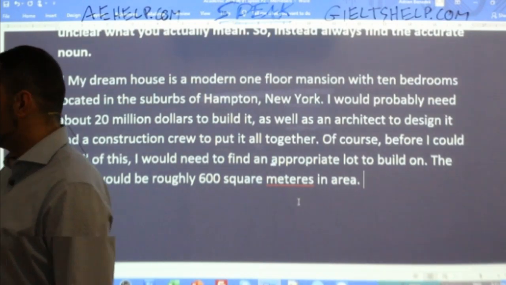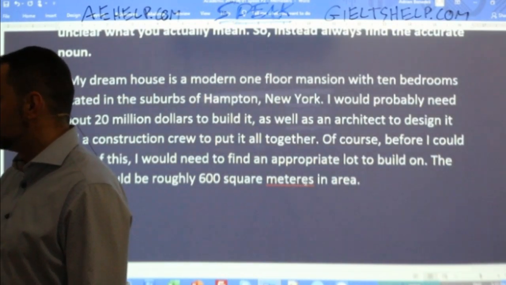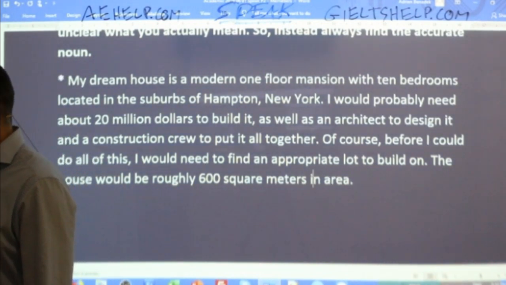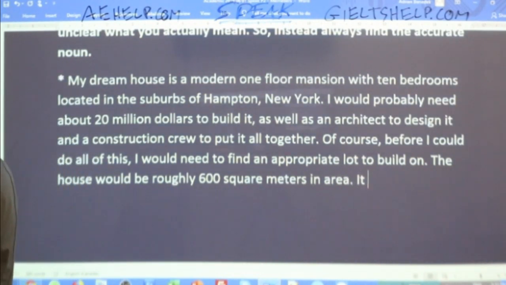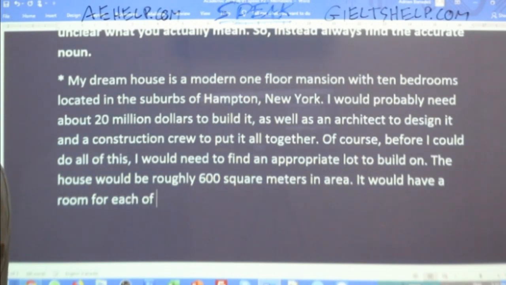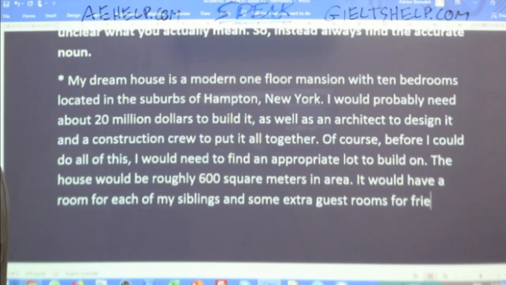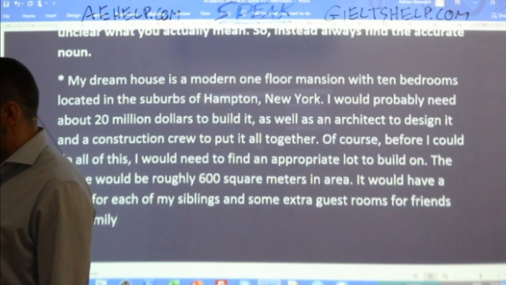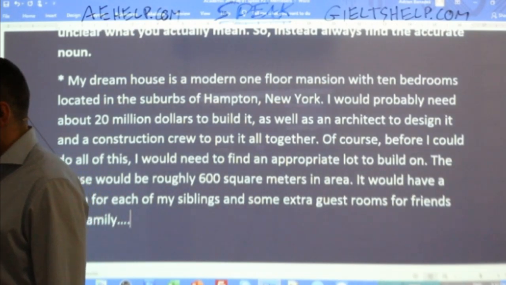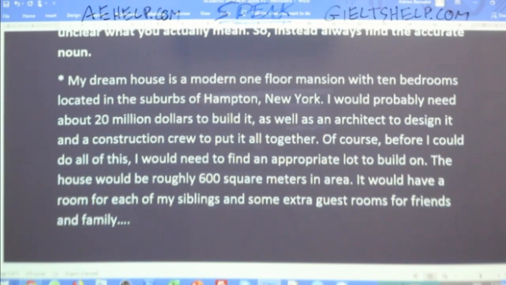So the house would be roughly 600 square meters in area. It would have a room for each of my siblings and some extra guest rooms for friends and family. And I don't want to finish this sentence here. I want to keep going. What should I write or what should I say here?